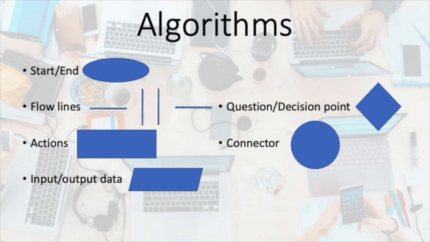Rhombuses are questions or decision points. In that step, you will have to ask something to yourself to continue, or you will have to make a decision to continue. And finally, circles. Circles are connectors between different parts of your flow. Sometimes you have to start doing something in separate ways, like in the division strategy, and there will be a point in which they will join. And that join is represented by a circle, okay?